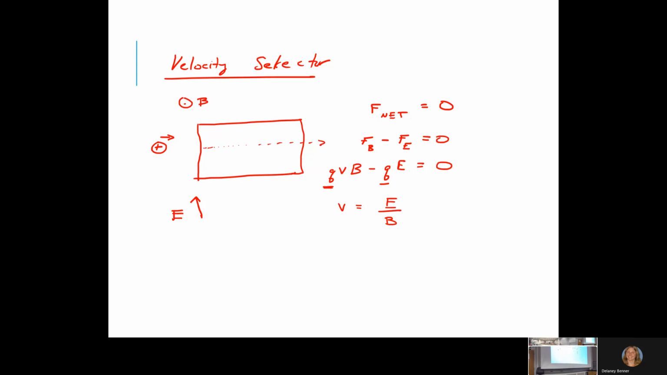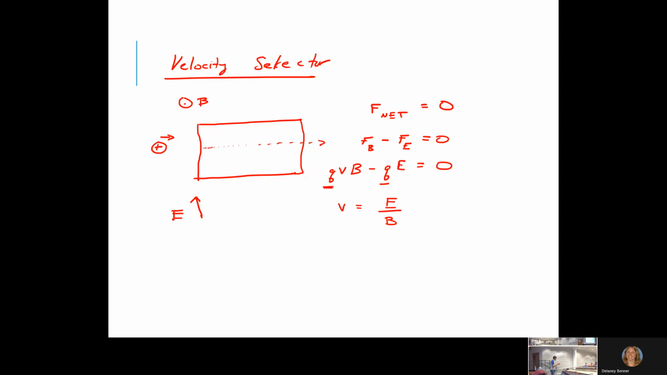If you want to select a specific speed, what you can do is apply a magnetic field in one direction, and apply an electric field perpendicular to the direction of motion. By tuning those two values, you can select the speed that you want. So this only works when the forces of the two fields are in opposite directions. And my guess is this solves our problem.